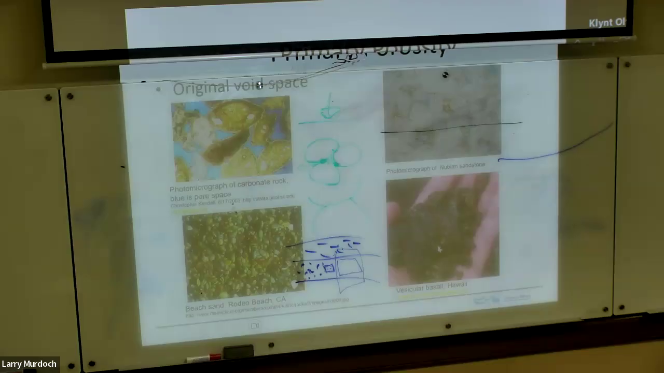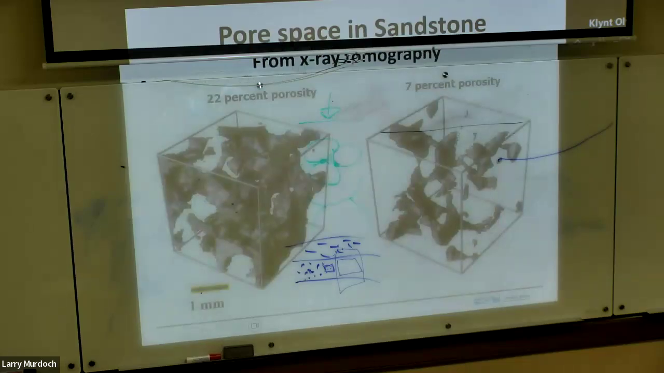Here's another kind of pore space. This is in basalt. These were gas bubbles when the basalt was molten, and then they were retained after it solidifies. So you can put a rock in a CAT scan machine and image what the porosity looks like. Here is 22% porosity in a sand. You can kind of see the rounded grains right there, and then that's what the pore space looked like.